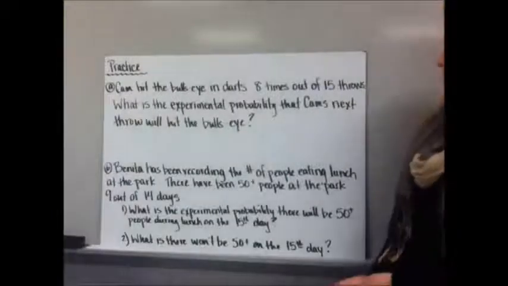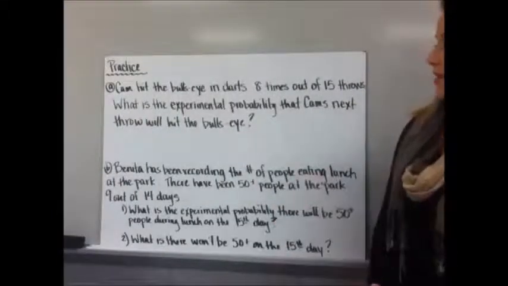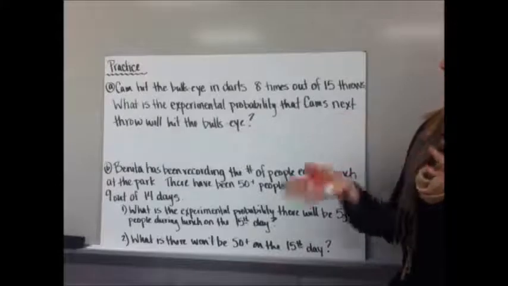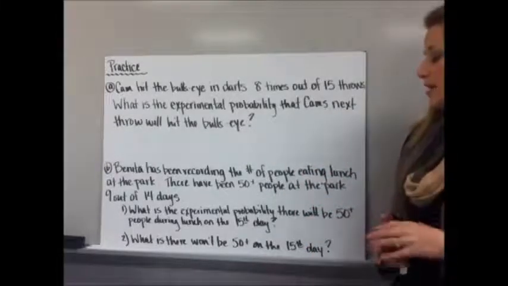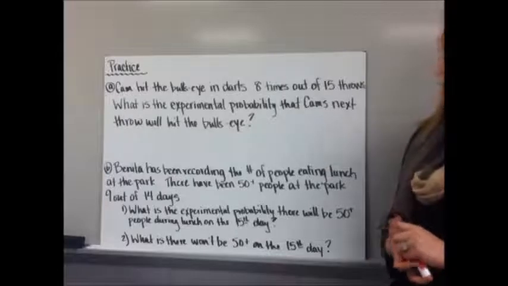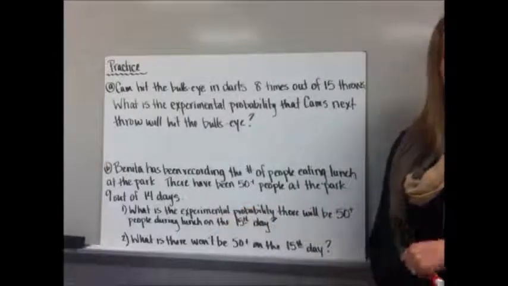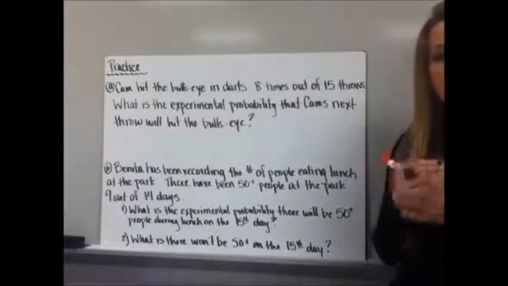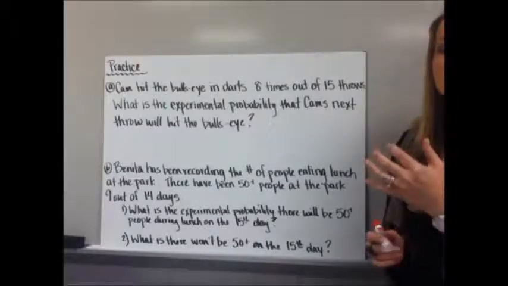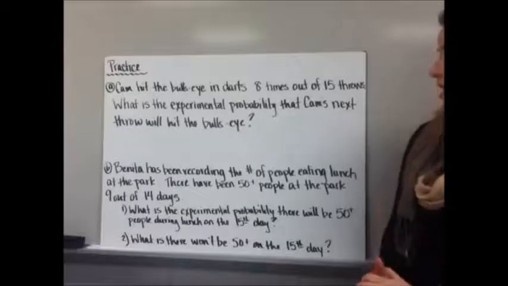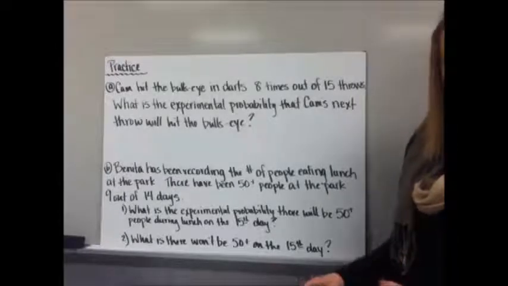Here's some practice for you. So first you have Cam throwing some darts, and on the second time you have Benita, and she is trying to predict if people are going to eat lunch at the park, and there's 2 parts of that question. Go ahead and pause the video. Keep in mind that experimental probability is the number of times that event occurred over the total number of trials. Go ahead and pause the video, try this, and then compare with what I have.